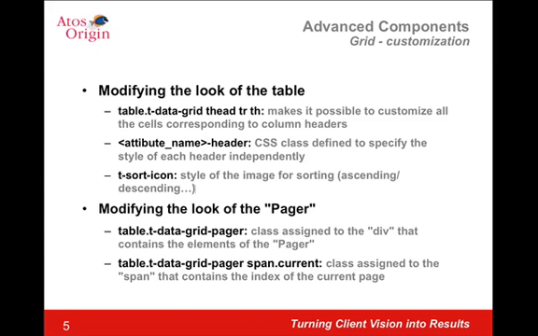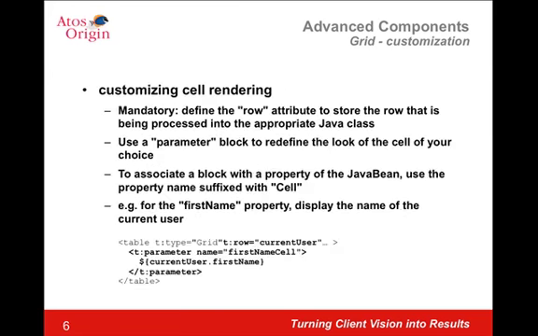It is possible to customize the look of the table thanks to CSS classes that you will manage in your style sheets. So for example, we can change the image for sorting and the class of the column headers, for example. We will also be able to change the look of the cells. In this case, the row parameter is mandatory. It will allow us to store the current value.